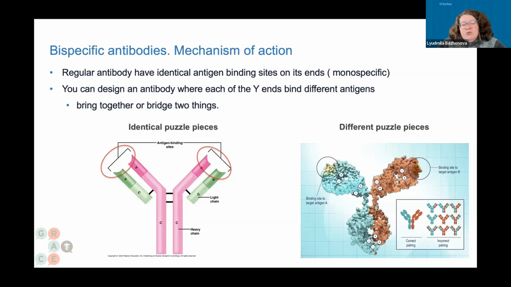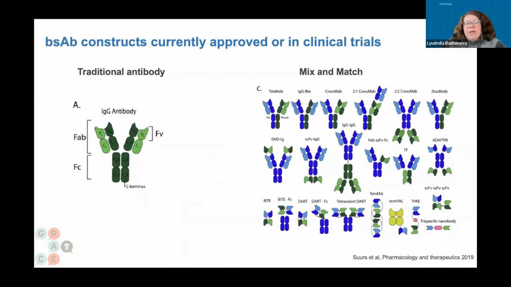But you can actually design an antibody where two different parts of that Y structure, one part is going to attach to one thing, another part is going to attach to another thing. So that's shown on the right side of the slide. So it fits two different puzzle pieces, and that's why left is in green, right is in brown. And then you can pretty much take the traditional antibody, that Y-shaped protein that has identical ends, and you can do mix and match. And you can design all kinds of stuff.